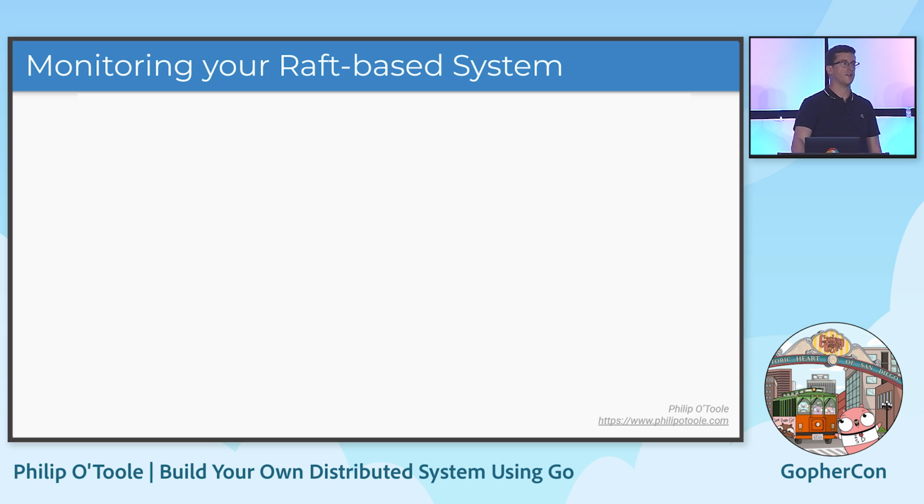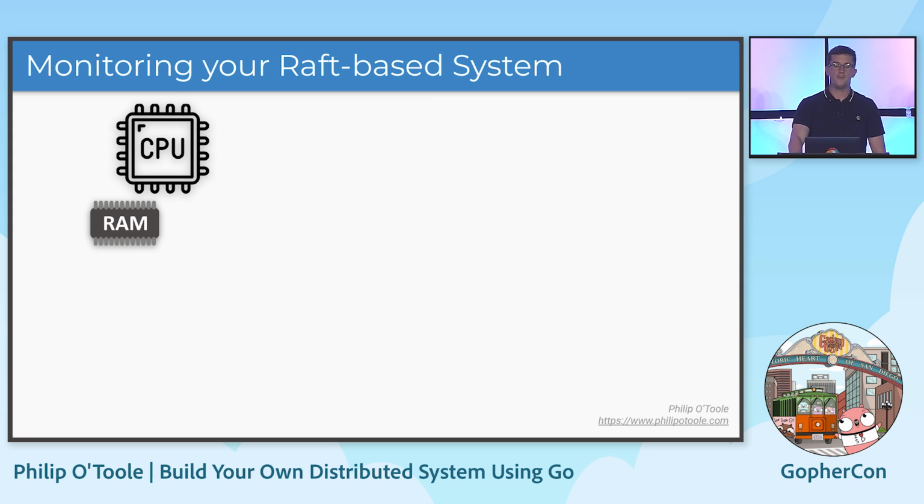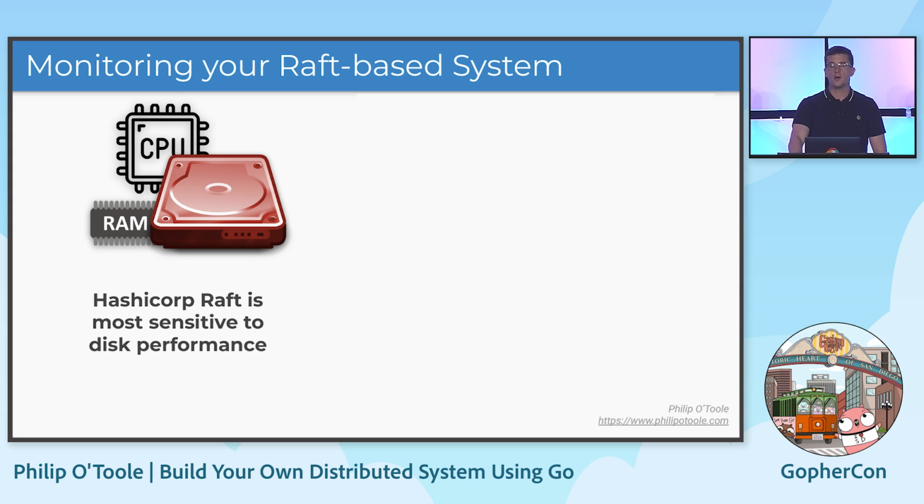Monitoring your Raft-based system, another very important topic. You build one of these systems, you put it in production, and your team wants to know what they should monitor. Monitor all the usual suspects: CPU, RAM, disk. But if you build something on top of HashiCorp Raft, and this may apply to other Raft systems, but definitely if you build it on top of HashiCorp Raft, disk is what you want.